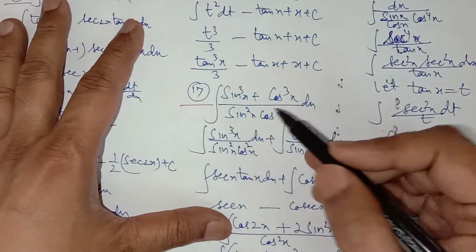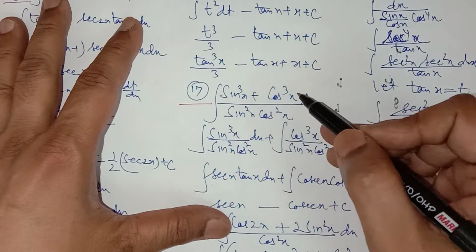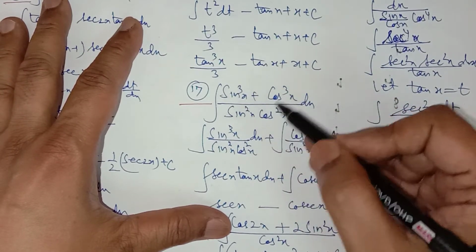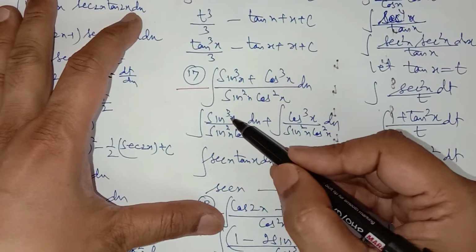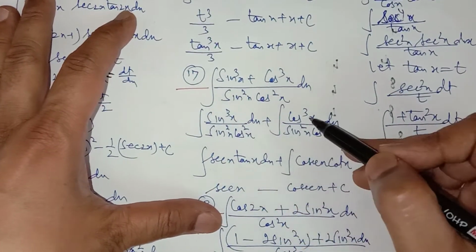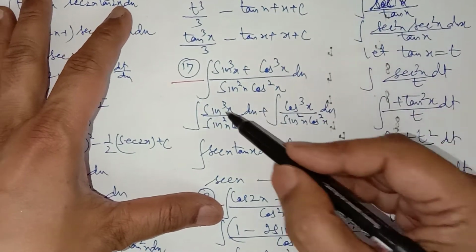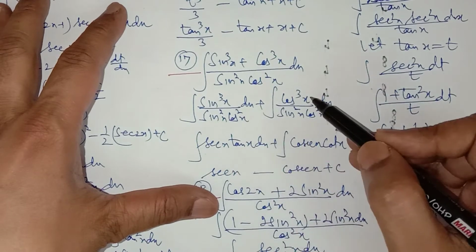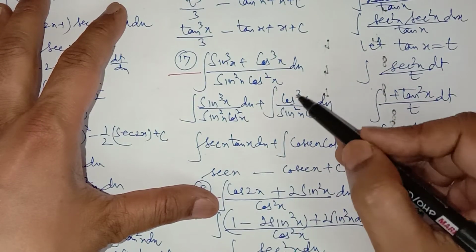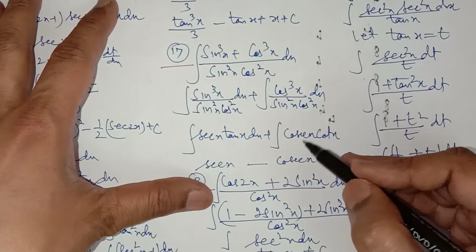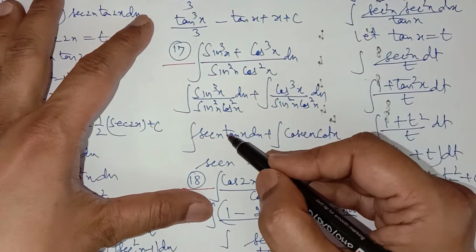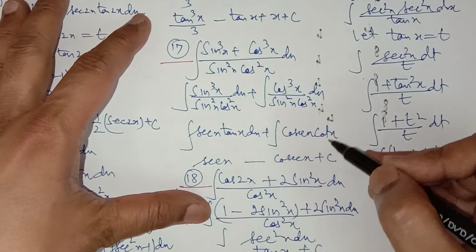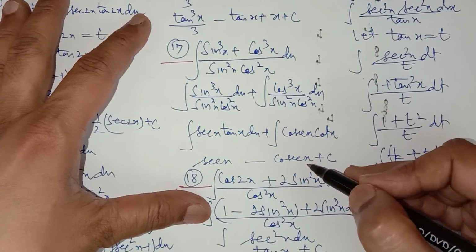Question number 17 is somewhat easy. Sine cube x plus cos cube x upon sine square x into cos square x. Break into 2 integrations. This upon this, this upon this. One sine square will be cancelled out. Sine upon cos square. Cos upon sine square. So sine upon cos square, when you simplify it, will become sec x into tan x. Cancel out this cos square with cos square. So cos upon sine square will be equal to cosec x into cot x. And we know the integration of sec x into tan x is equal to sec x. And we know the integration of cosec x into cot x is equal to minus cosec x.